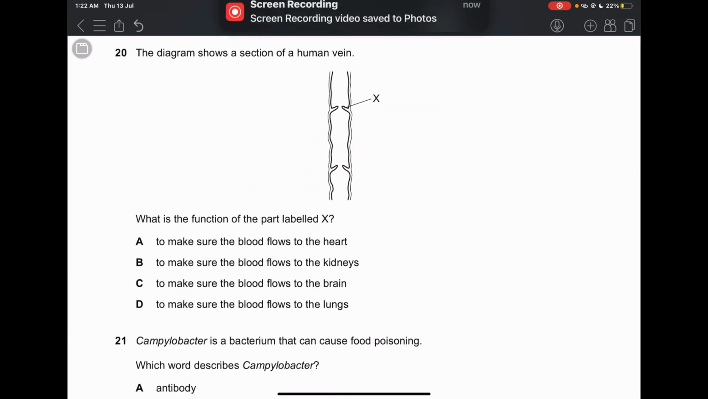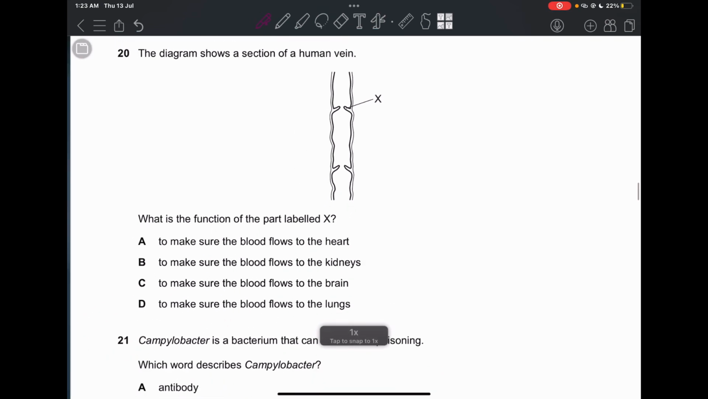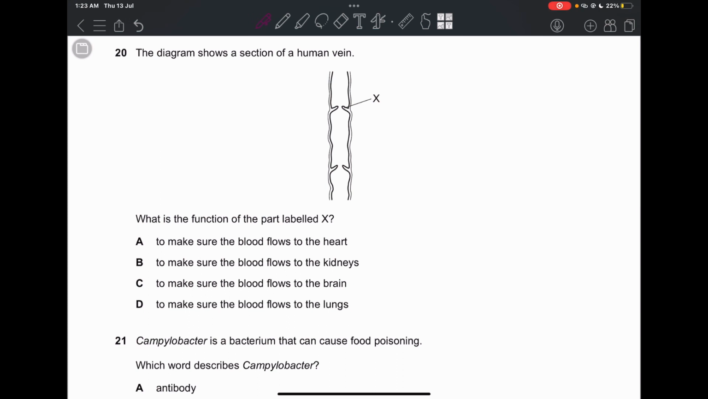20. The diagram shows a section of a human vein. What is the function of the part labeled X? Now we know that X is actually a valve, and we know that the veins help to bring the blood back into the heart, and the arteries take away the blood from the heart. So our answer is going to be A, because the blood ends up flowing to the heart, and the veins' job is to get the blood flowing into the heart.